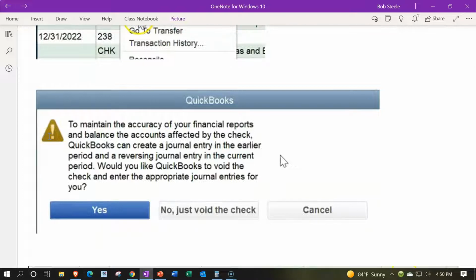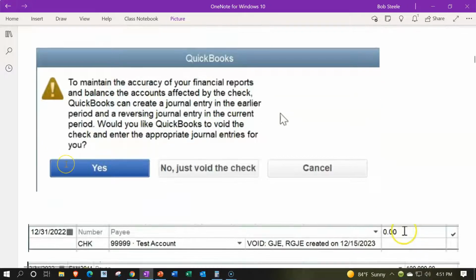It's basically saying to maintain the accuracy of your financial reports and balance the accounts affected by the check, QuickBooks can create a journal entry in the earlier period and a reversing journal entry in the current period. Would you like to do this? If we say yes, QuickBooks will try to handle the fact that we have this prior period type of adjustment.